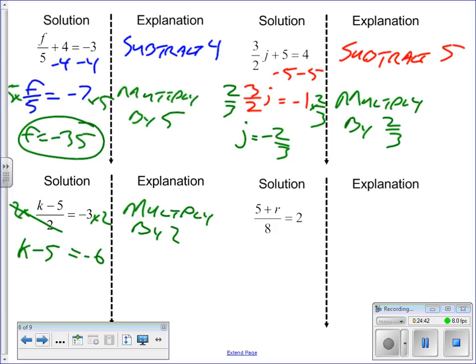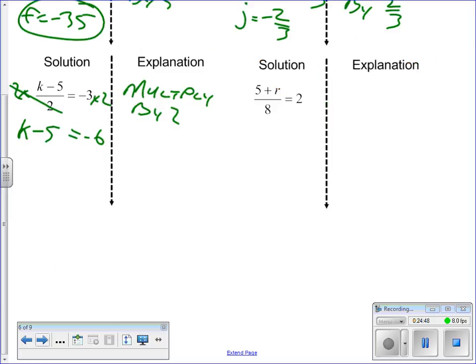Now, this is a two-step equation. What's my second step? Add 5. So I add 5 to both sides. K equals -1. Okay.